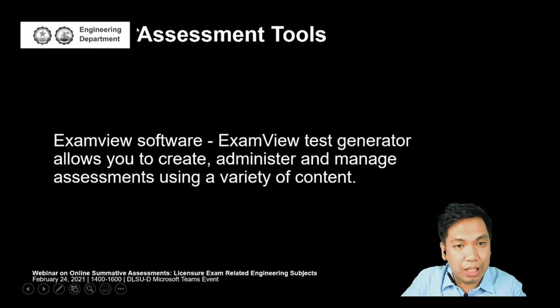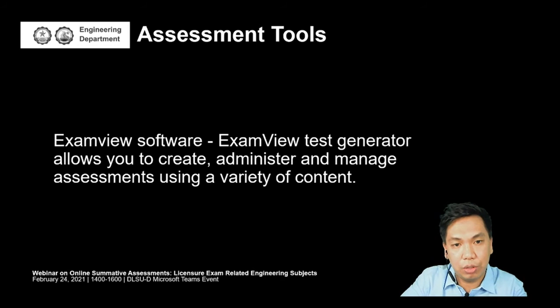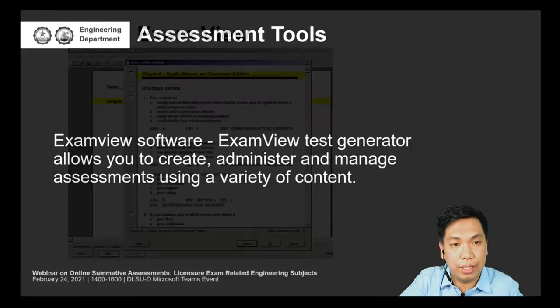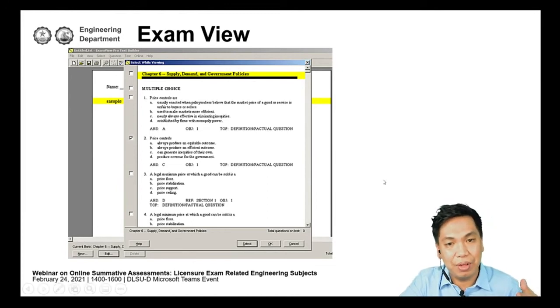So let's start with Exam View. It's basically a randomizer or test generator where we input our questions and it will randomize them. It can be used for hard copy examination, but we can also use this for online examination. Here's an example screenshot of Exam View. You could check the pricing and other details on the website. I wish to discuss this, but we cannot discuss each software and how to use it. It may require other training focused on that specific software.